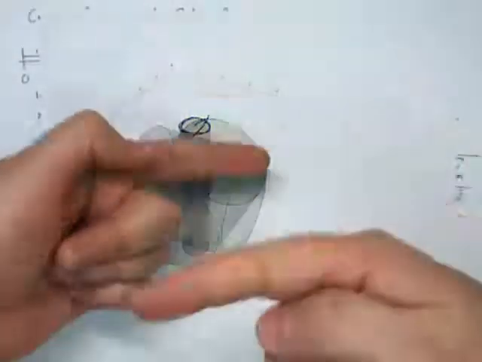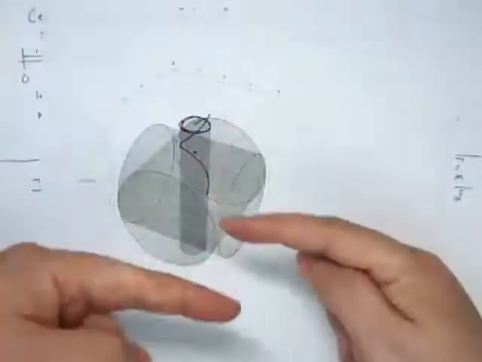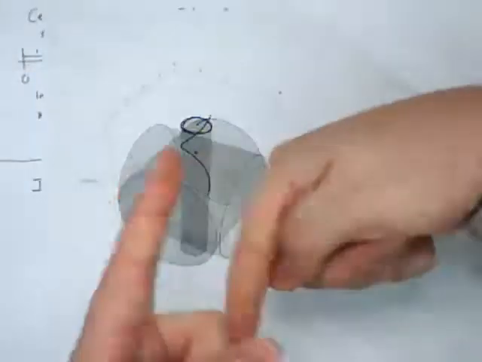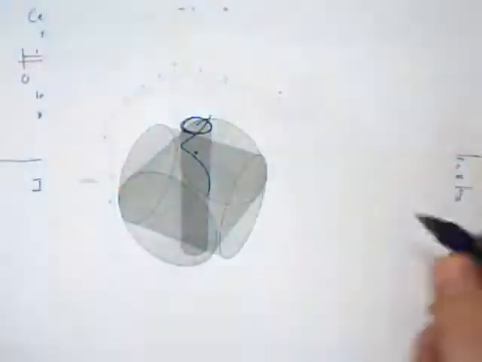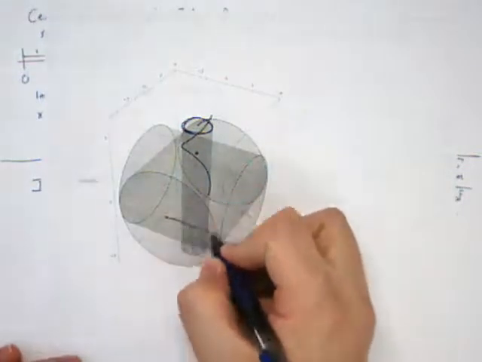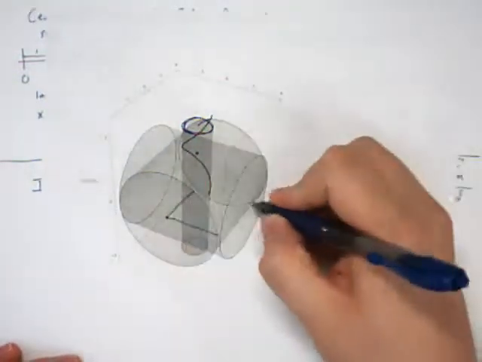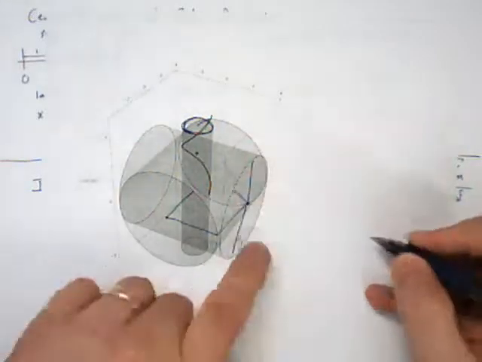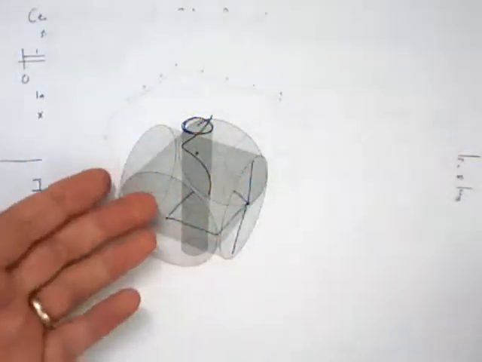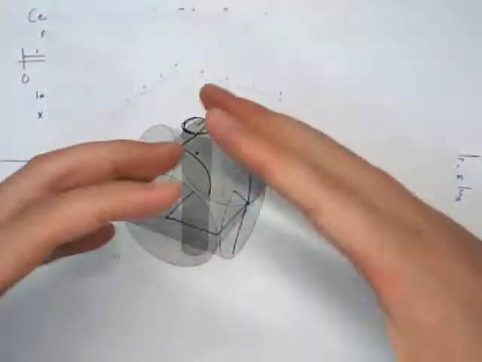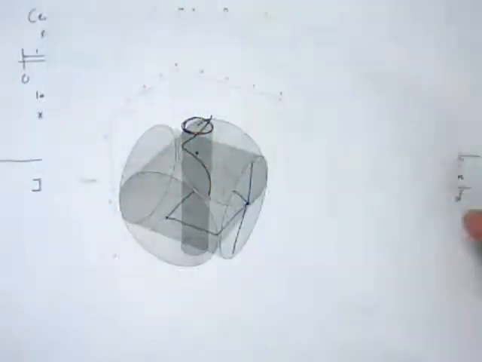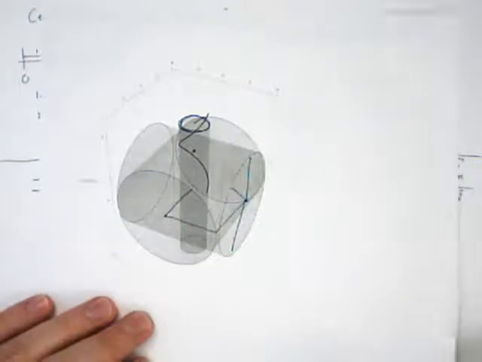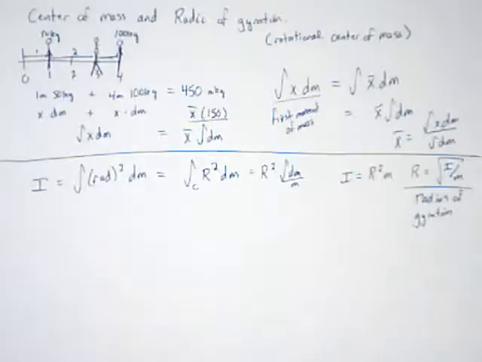But if I take this helix and I rotate it about the x-axis or the y-axis, then what that does is it gives me a radius of gyration. That would be the radii of these circles. And those radii tell me precisely where I should push the entire arc out to so that I end up with the exact same moment of inertia. So we're going to look at an example.